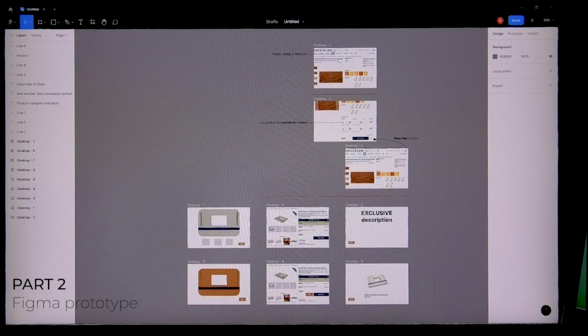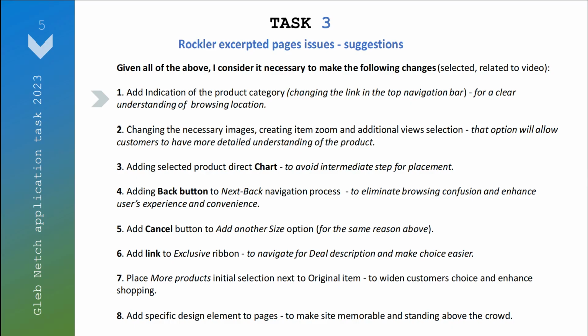So, as I mentioned, I'm going to use live screens instead of just screenshots, and I divided my presentation into two parts. One is so-called static adjustments and changes, and the other one is a very short, small, dynamic prototype. Let's start with number one here, about adding an indication of the product category or changing the link in the top navigation bar. That's supposed to be done for a clear understanding of browsing location.